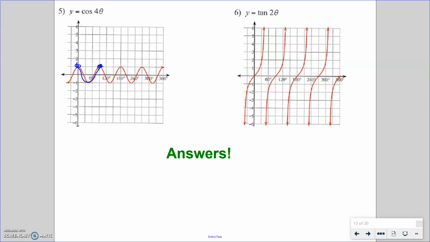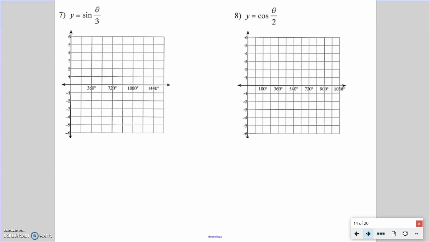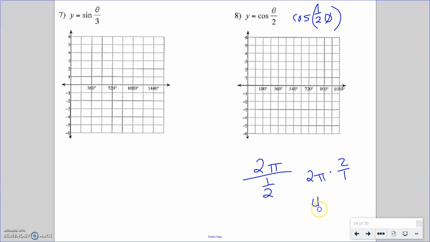Okay, now here's the only part that might trip you up, is when you have something like this. Just think of this like it's written like that. Okay, so when you do the period divided by the number in the front, don't forget you have to copy, dot, flip. So now the period's actually going to be 4 pi. Okay, so just keep that in mind as you're doing it.